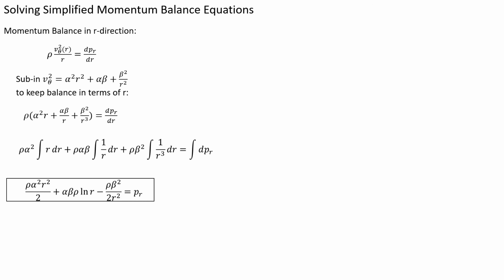And out of curiosity, I just decided to have some example inputs just to see what it would look like for the pressure and velocity in the theta direction in terms of r. And this is what it looks like.